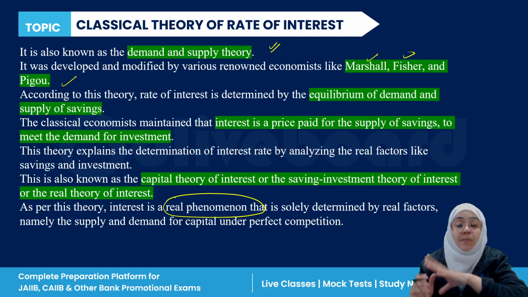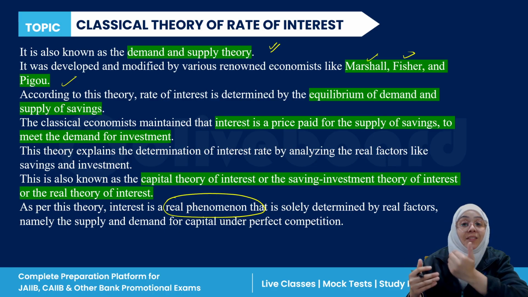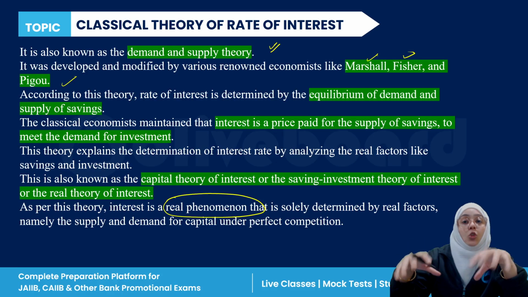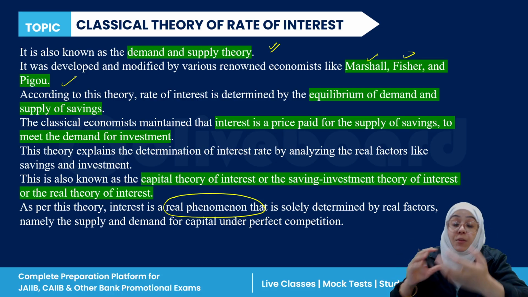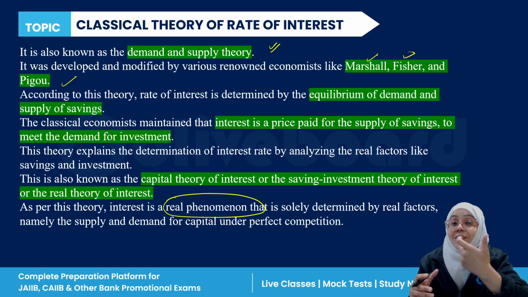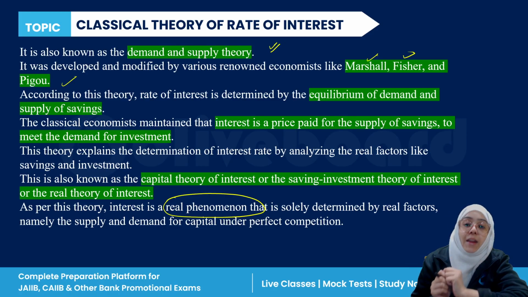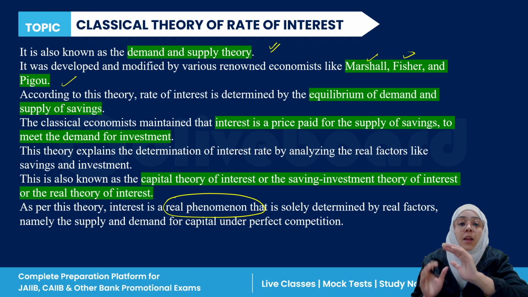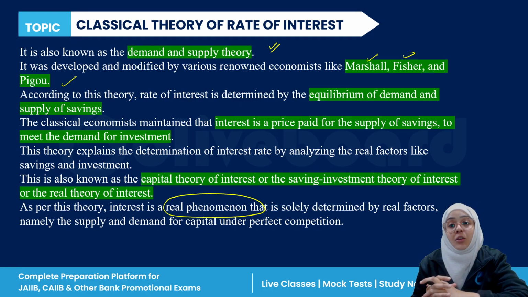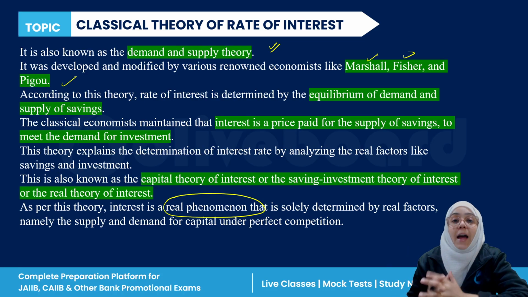So there are two very important terms here: demand for saving and supply of saving. What is the supply of saving? We are normal people earning income, and we are saving something from our income, right? That saved portion from our income is considered the supply of savings, because we are ready to invest it in different investment options.